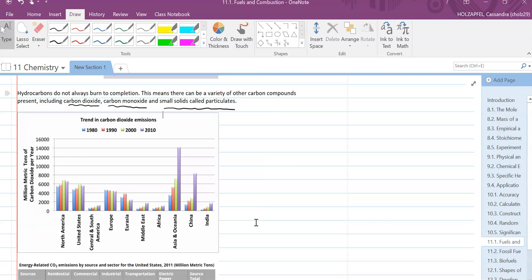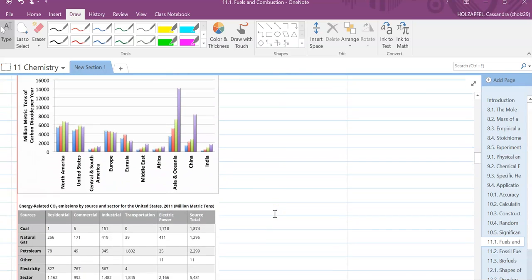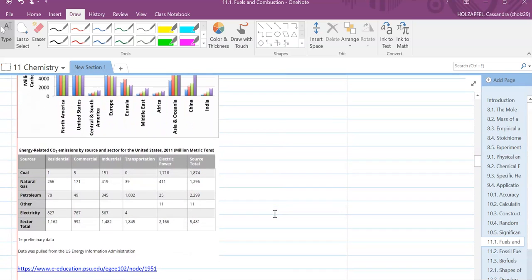And so we're starting to see some of the longer term impacts of that. We're starting to see these temperature changes, and we're starting to see these changes in our climate. So this is from this website down here. If you wanted to go check that website out, they've gotten this data from the US Energy Information Administration.